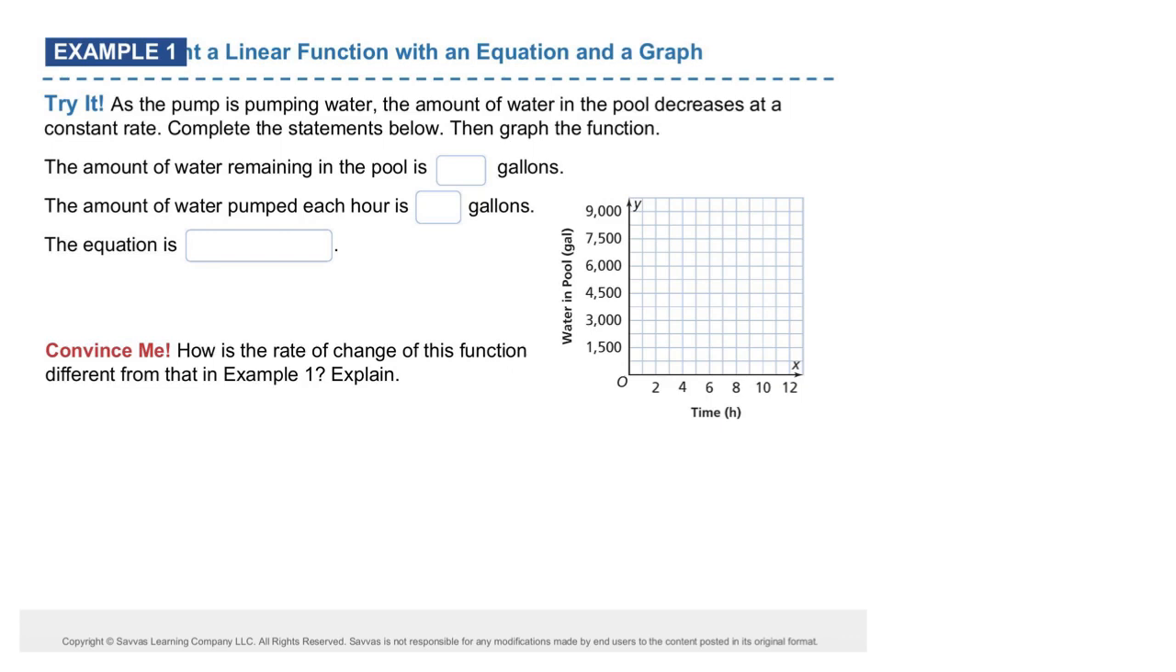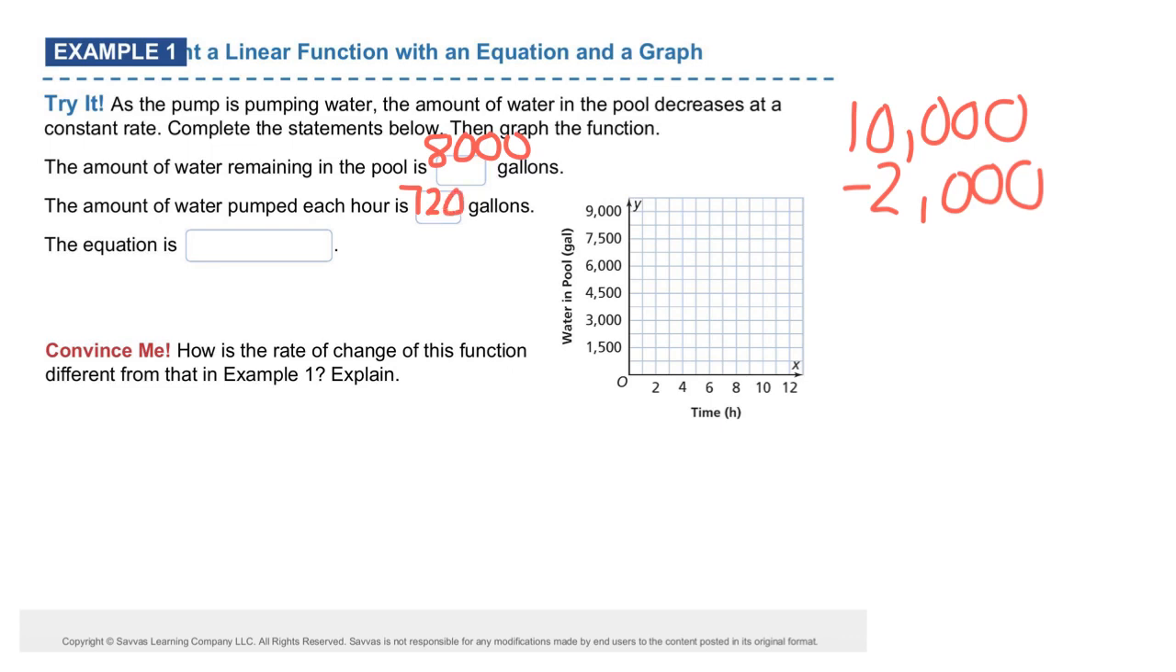All right, so I know there were 10,000 gallons in the pool, and 2,000 of them happened to be in the tanker. So that leaves 8,000 gallons in the pool. And I also know that 720 of them are leaving every hour. So if I take 8,000 minus 720 every hour, I will end up with nothing in the pool. All right, so now it's time to graph it.